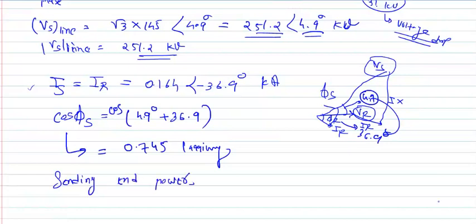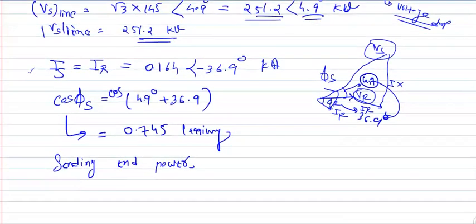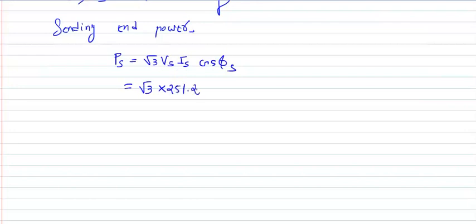And we have the similar equation for power. PS, let's say, equals root 3 into Vs into Is into cos phi s. All the quantities are on the sending end side. So root 3, and Vs we have already calculated. What is the answer of Vs? It is 251.2 kilovolt, in terms of kilovolt. And Is that we have calculated is 0.164, also in terms of kiloampere.